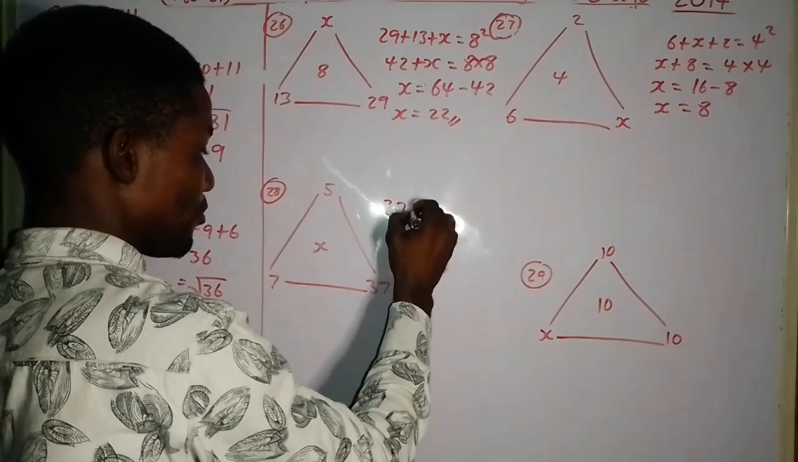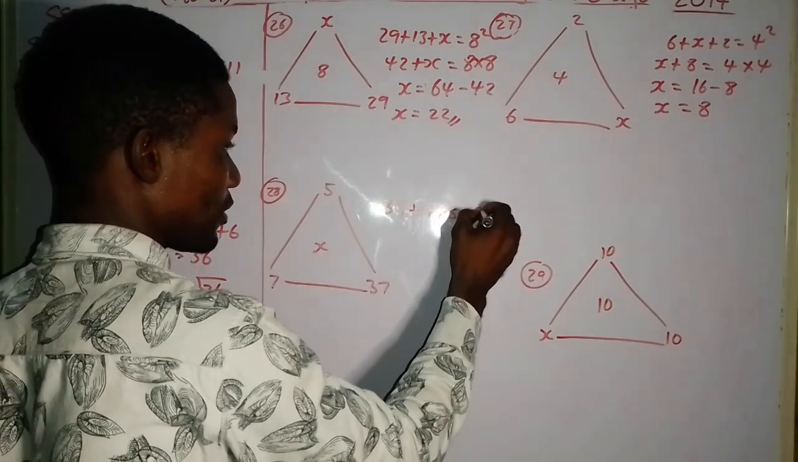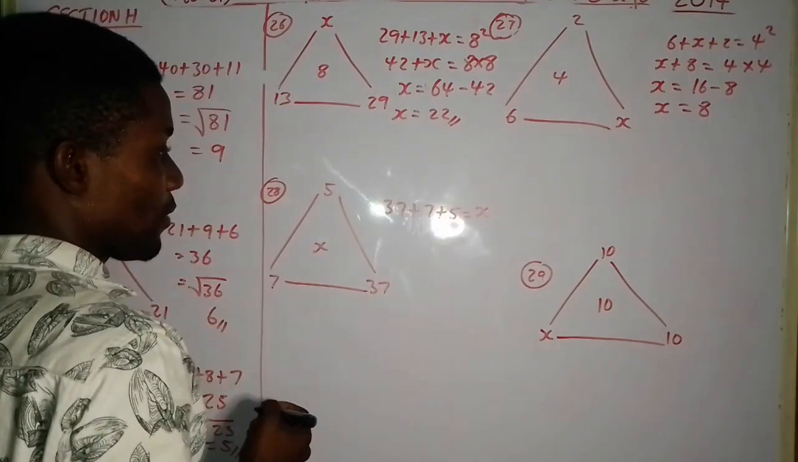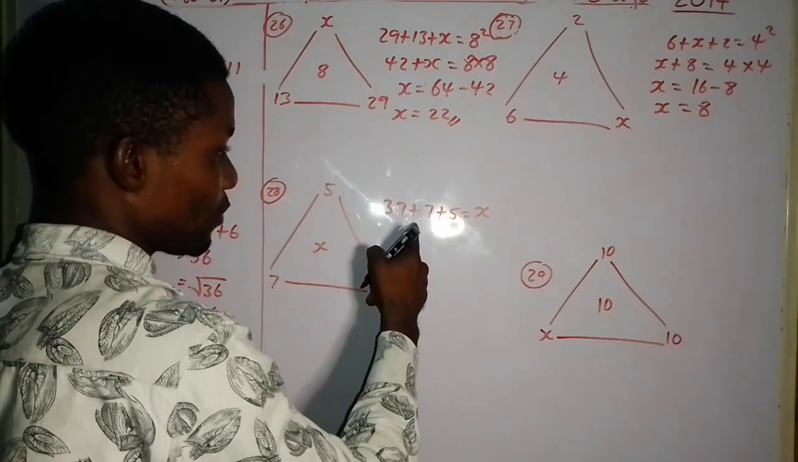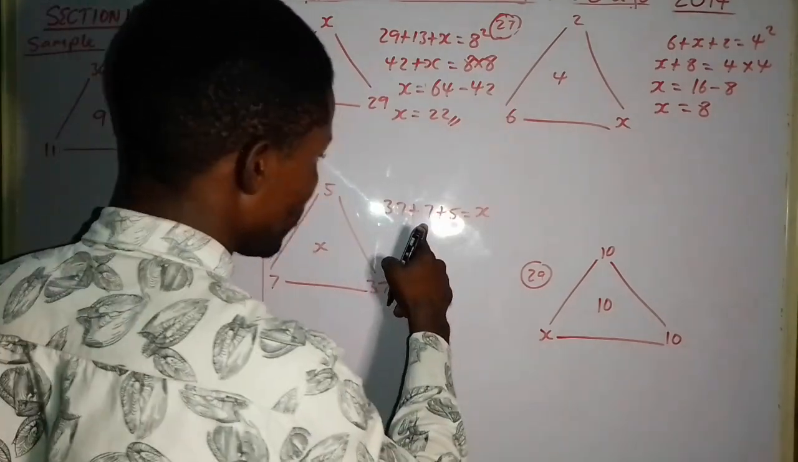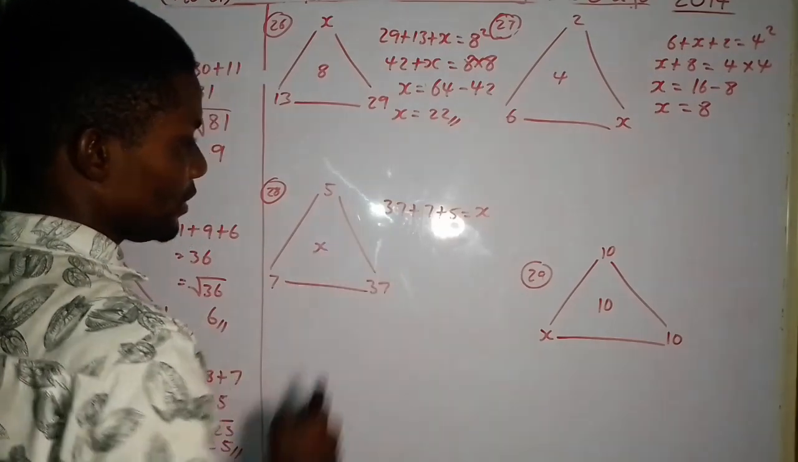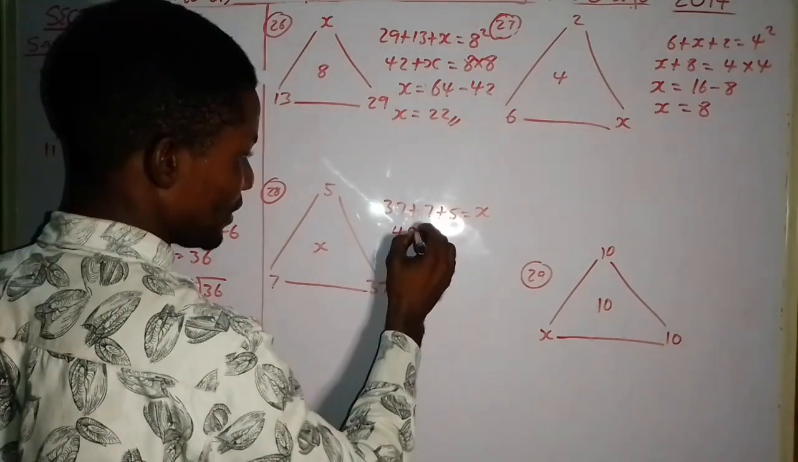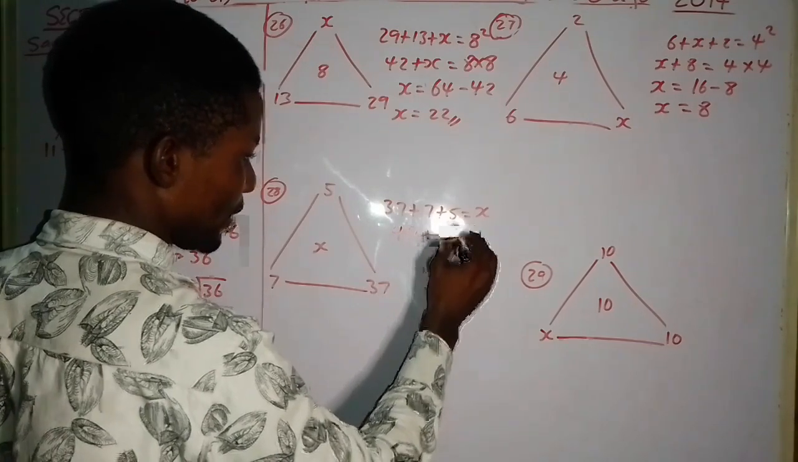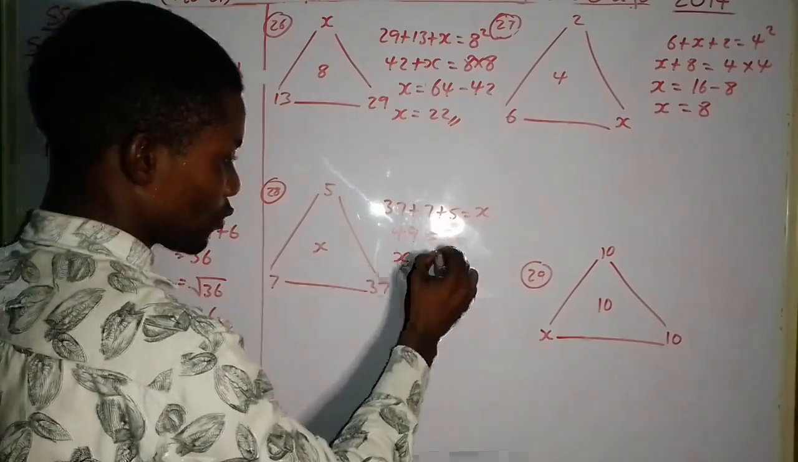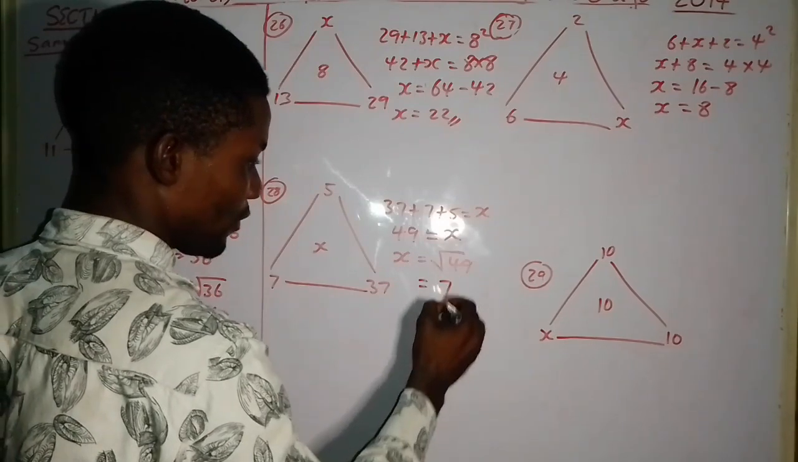This is 37 plus 7 plus 5 equals x. So what is our x? To sum up everything, this is 12, and 12 plus 37 gives us 49. So 49 equals x squared, and my x will be the square root of 49, which gives us 7.